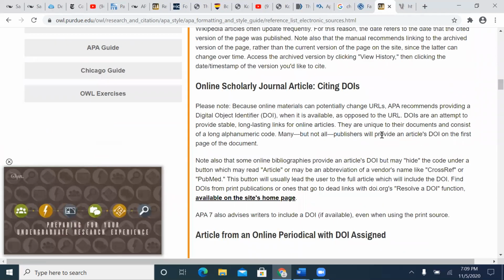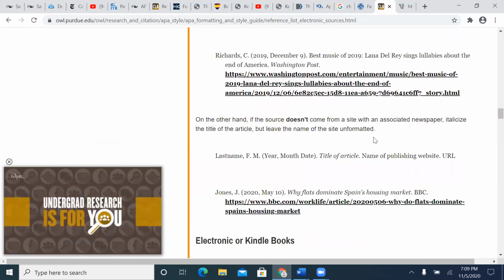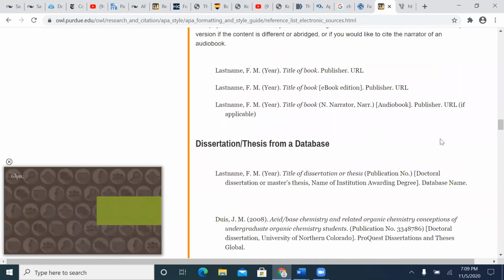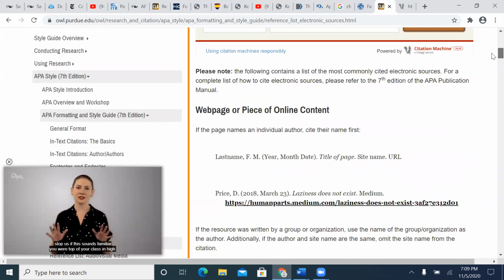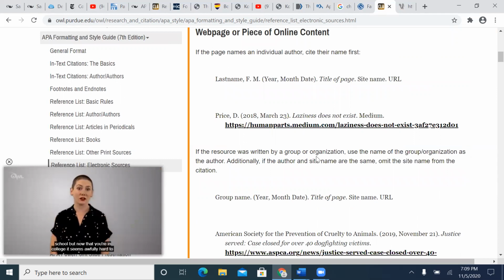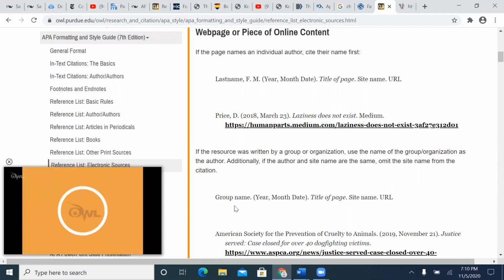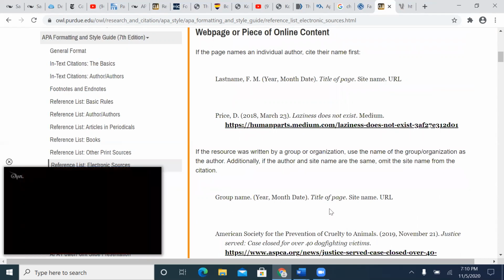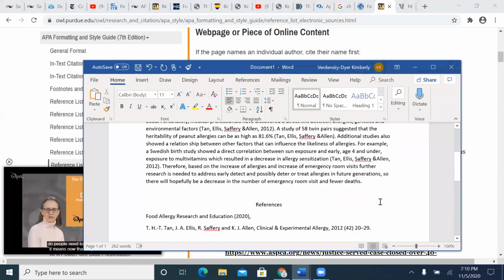I'm scrolling through online scholarly journal article, article from an online periodical, an abstract, a news article, a dissertation, all kinds of stuff. I feel like it should be right at the top though, as a web page or piece of online content. There it is. So it says if a source was written by a group or organization, use the name of the group or organization as the author. Additionally, if the author and site name are the same, omit the site name from the citation. So our group name, we already provided. We put our year. So now all we need is the title of the page, the site name, and the URL. So I'm going to go back to my document.